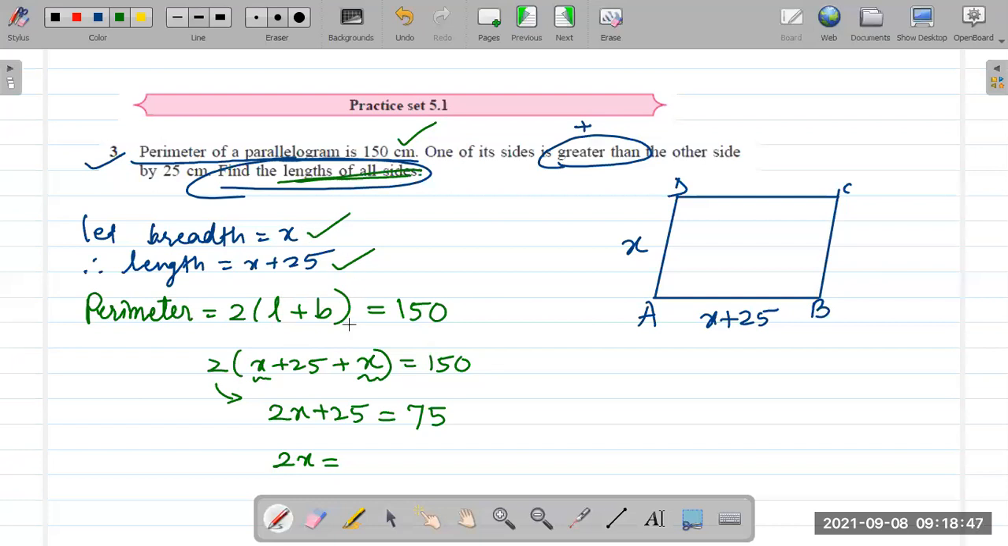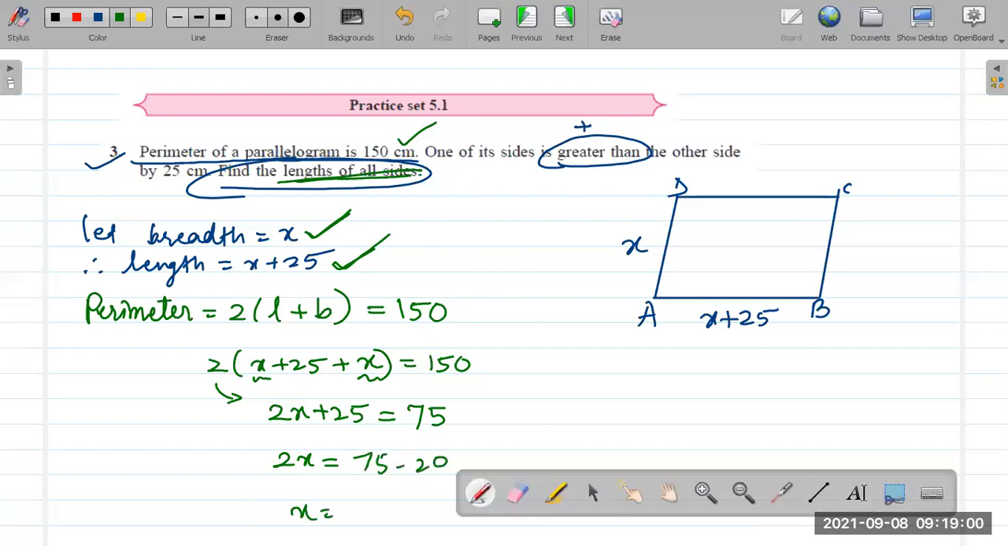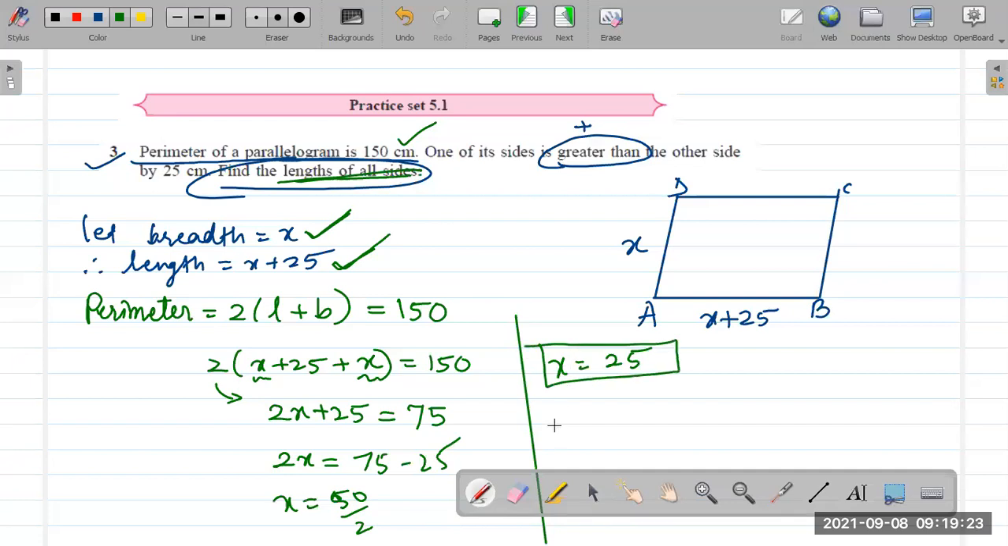or the expressions for length and breadth, adding the like terms and simplifying, we get the value of x. So 75 minus 25, and x will be equal to 50 over 2. This is 25 over here, so subtracting 25, we get x equals 50 over 2, that is x is equal to 25. So x equals 25 here, and that is the breadth.